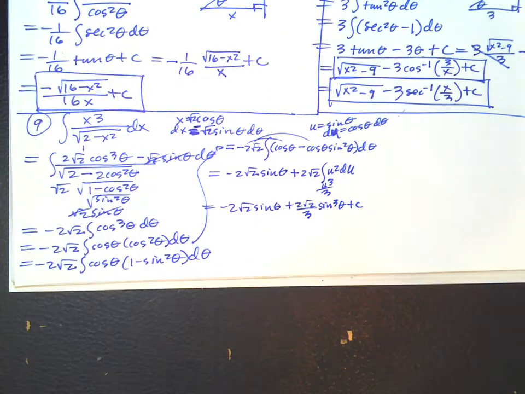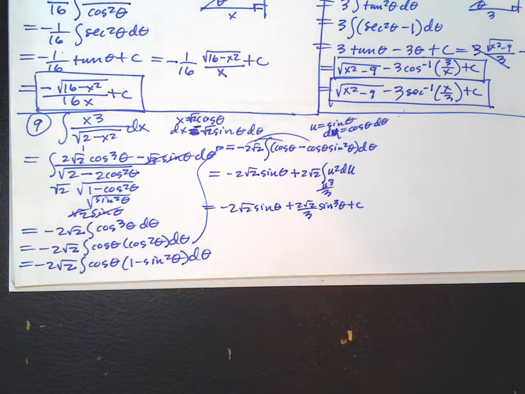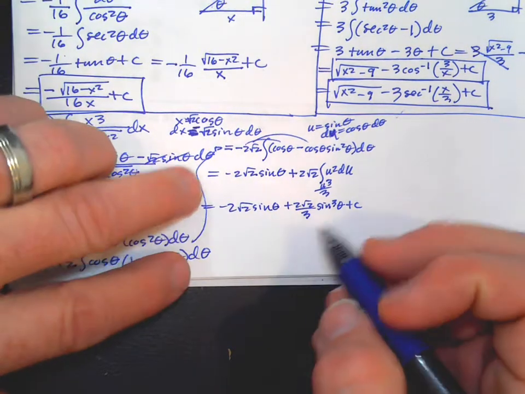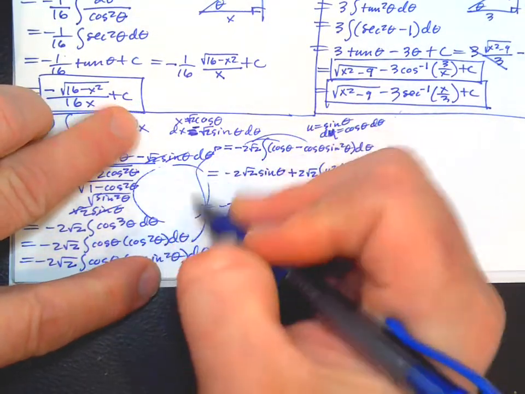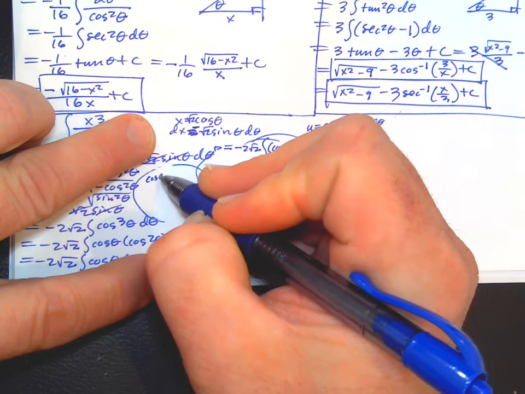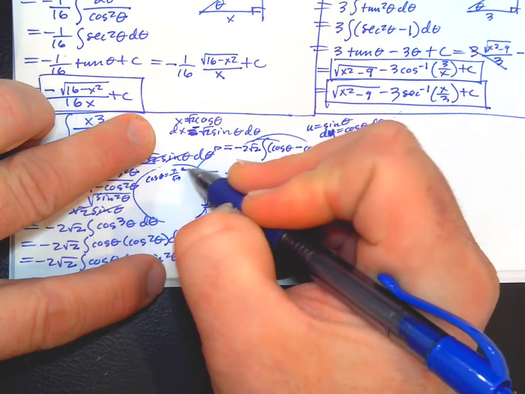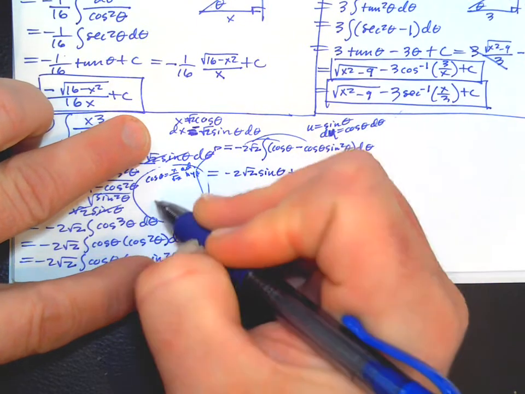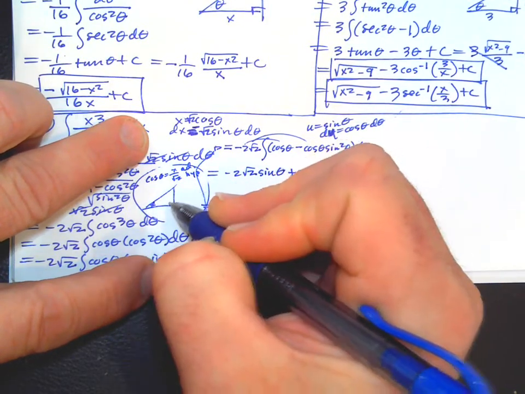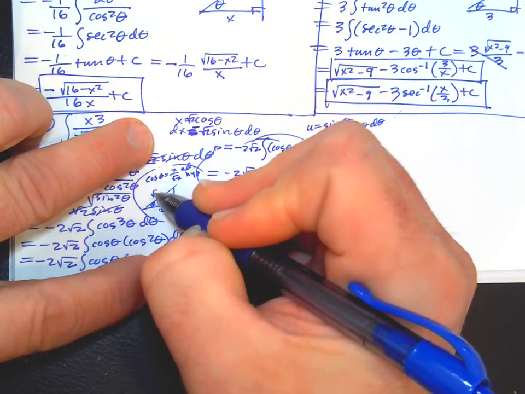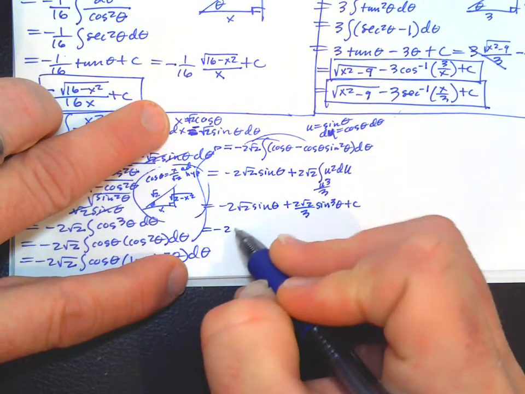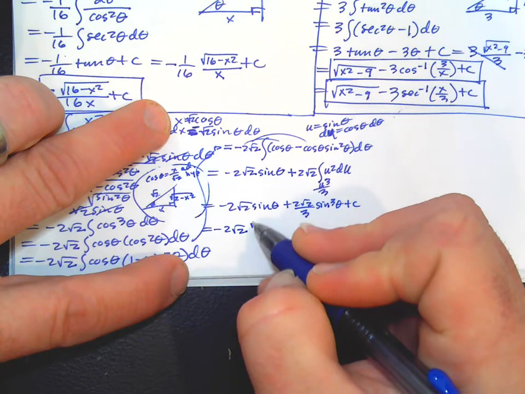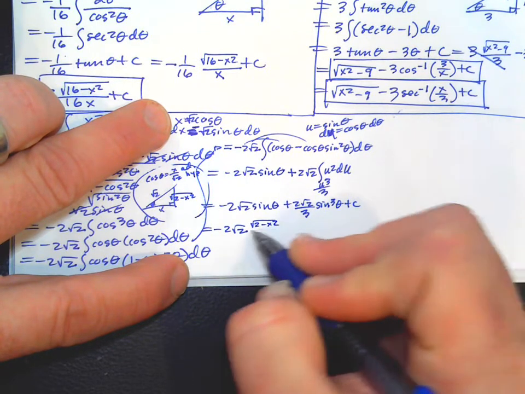Now we still need to change this back to be in terms of x. So cosine theta equals x over root 2, so that's adjacent over hypotenuse. A little triangle: adjacent is x, hypotenuse is root 2, so the other side is the square root of 2 minus x squared. So sine is opposite over hypotenuse.